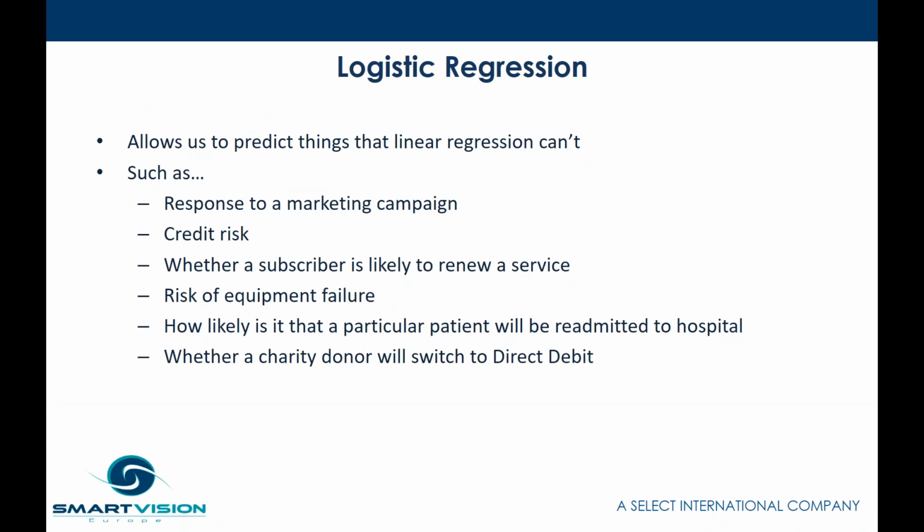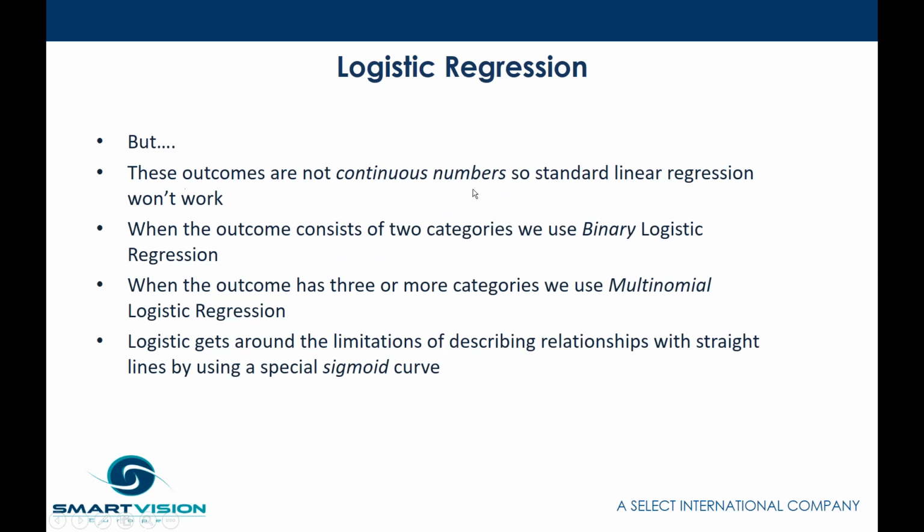So logistic regression allows you to predict things that linear regression can't, such as the response to a marketing campaign, whether or not someone is a credit risk, whether or not a subscriber is likely to renew a service, risk of equipment failure, how likely it is that a patient will be readmitted to hospital, or whether a charity donor will switch to direct debit from cash donations. Now, these outcomes are not continuous numbers, so standard linear regression doesn't work.